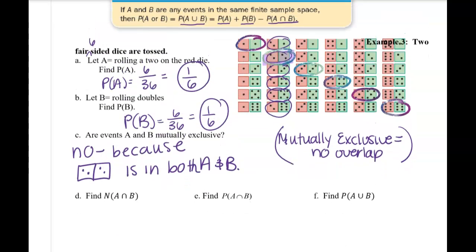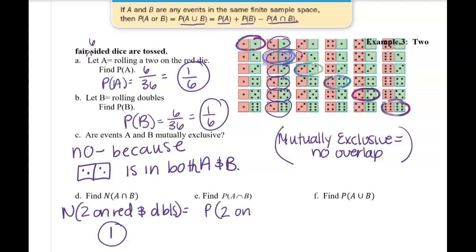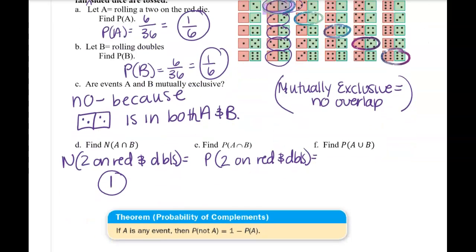So if you look here, the number of A and B, that's going to be the number of overlap. So the number of 2 on red and doubles. That was essentially what we circled twice. So it was just one. It was just this one right here. And this just says number. How many? 1. Probability of A and B. So probability of 2 on red and doubles is 1 out of all of the different dice sets that you could roll. So that's 1 out of 36.